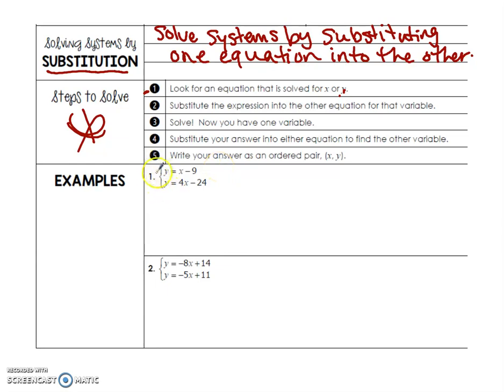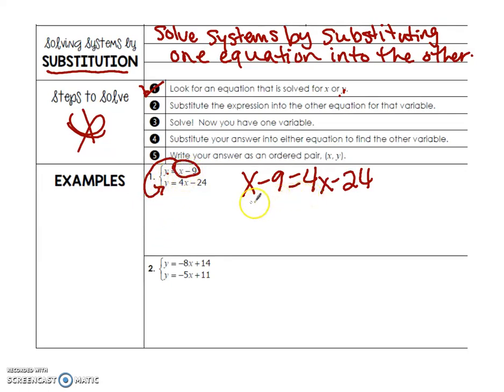Okay, so we're going to look at step number 1, which means y is solved for, and it is in both equations, so step number 1 is completed. All right, so here is where we substitute. This means y equals x minus 9. So we're going to substitute all of that in for y in the second equation. So we get x minus 9 equals 4x minus 24. We substituted all of this in for y because they are equivalent because of the equation.